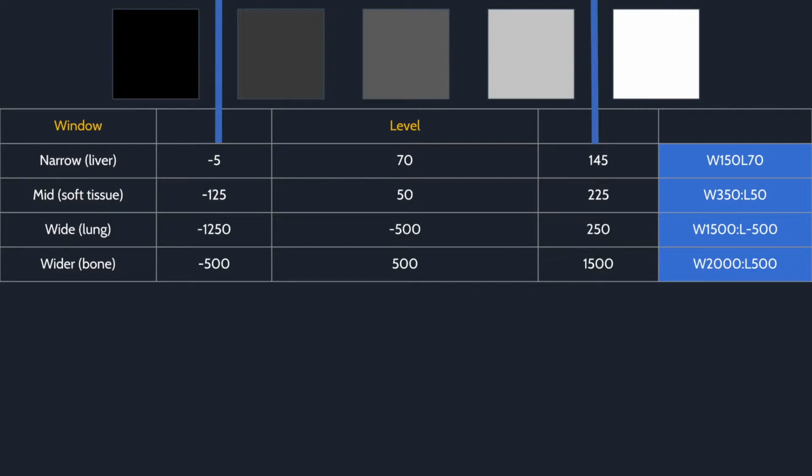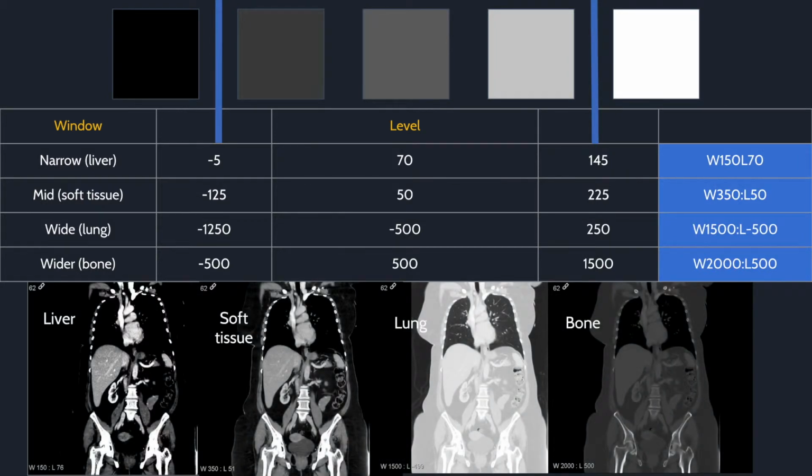Here are the same coronal images of a CT chest, abdomen, pelvis with contrast in various different window presets. Liver window, we can clearly see the differences between hepatocytes and the vessels, but fat and air look the same, and bone and contrast look the same.